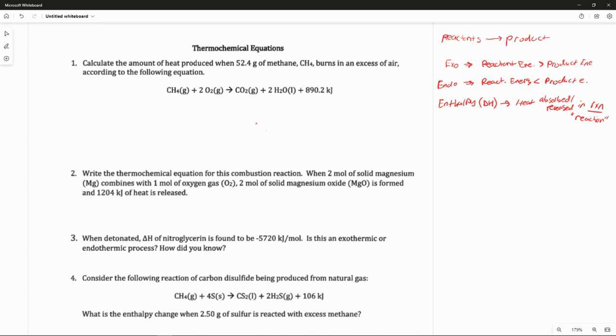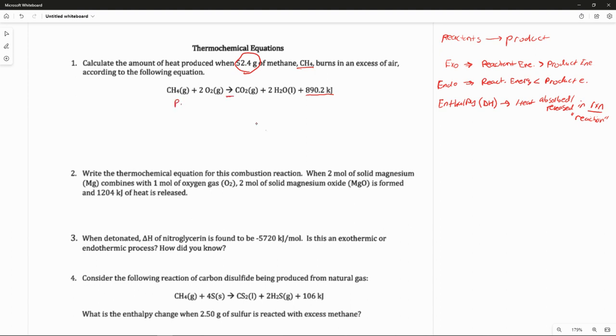Calculate the amount of heat produced when 52.4 grams of methane, CH4, burns in an excess of air, according to the following equation. And comparing with other chemical equations, this is a thermochemical equation. This is special because right here you can see kilojoules as a part of your equation. And what we talked about here about exothermic and endothermic reactions, we can use to figure out how to solve this problem.